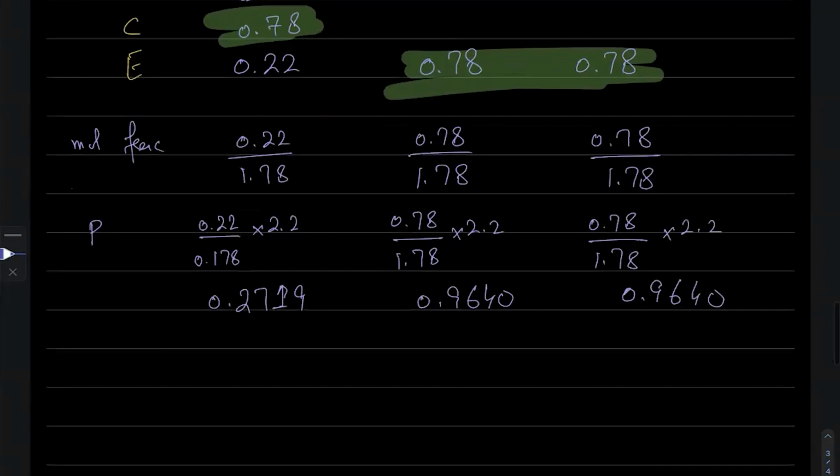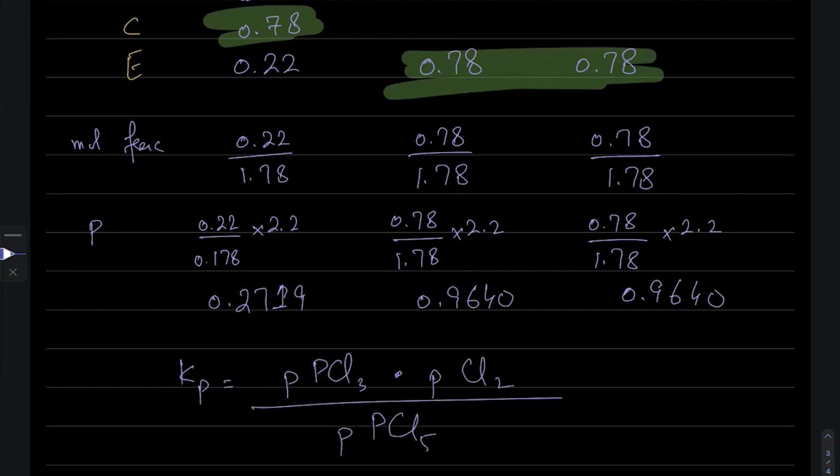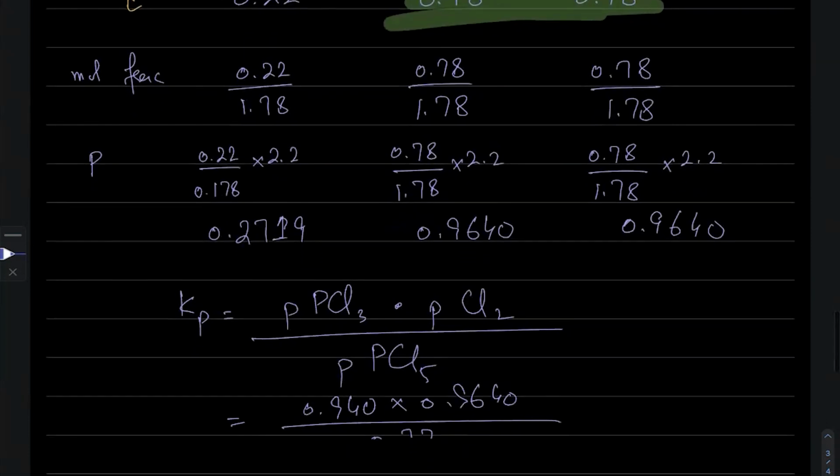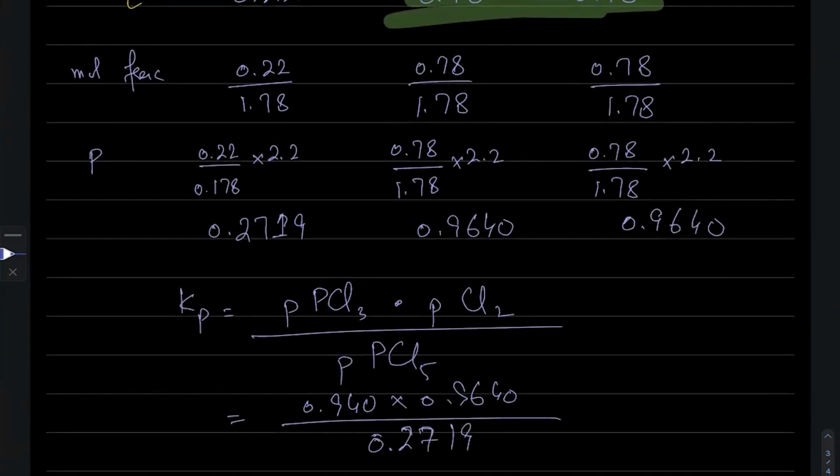Now I have Kp. Kp is going to be pressure of PCl3 times pressure of Cl2 divided by pressure of PCl5. I plug in the values: 0.9640 times 0.9640 divided by 0.2719. And there you go, I found my Kp. Again, Kp tells us a general idea of which side the equilibrium is favoring. If it has a value higher than 1, it is favoring the product. If it has a value smaller than 1, it is favoring the reactants.